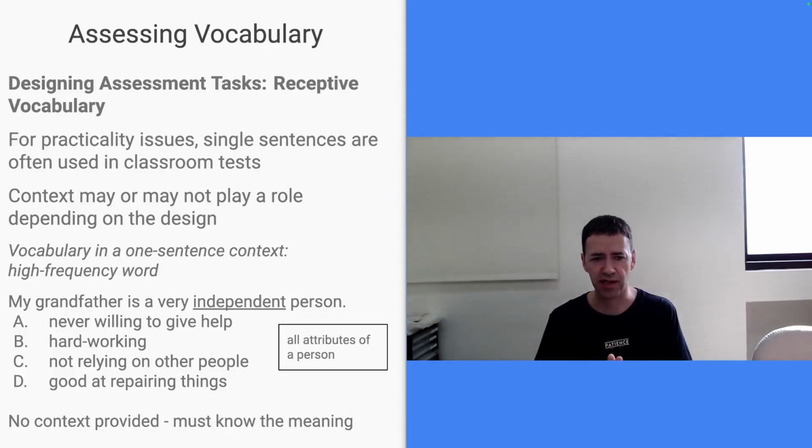And in this particular case, no context is provided. The student has to know what that word means while they're taking the test. They can't guess from the context. So you see, the way this one was designed is that all 4 distractors are attributes of a person. So independent is the word, and all 4 of these choices are attributes. So there's no way to guess from the context. You have to know what independent means. So this is truly a receptive vocabulary test item.